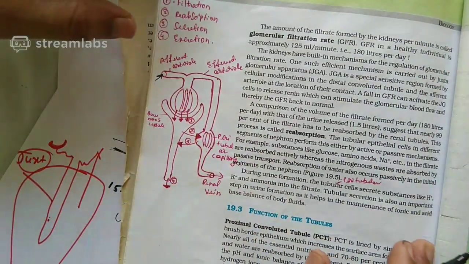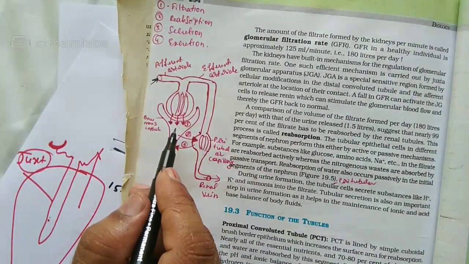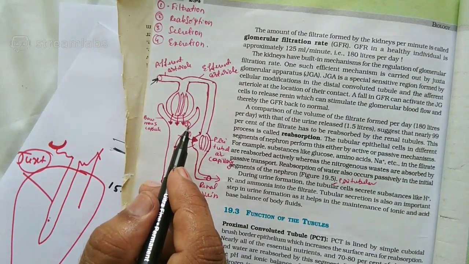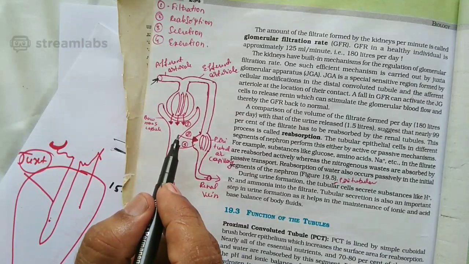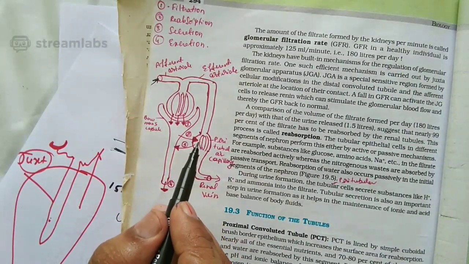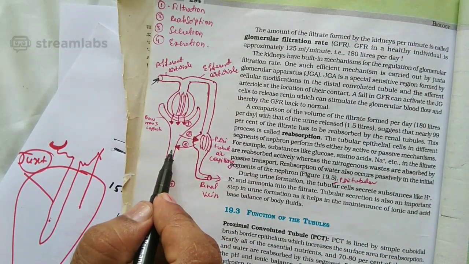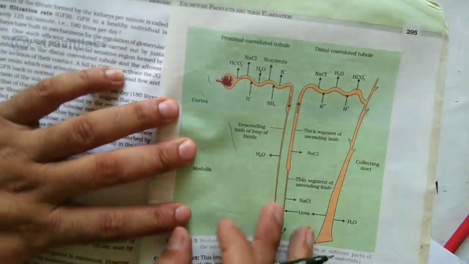So what is filtration? Glomerular filtration is ultrafiltration because it is occurring with high pressure. And whatever moves from the filtrate to the blood is reabsorption. Blood to the filtrate is secretion. Is the matter clear? So that is the reason this picture is very easy.